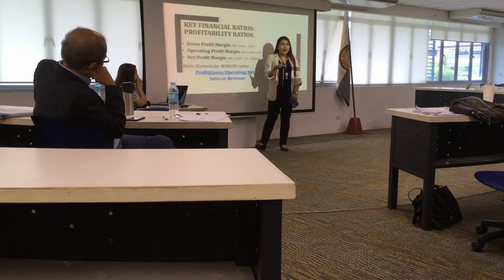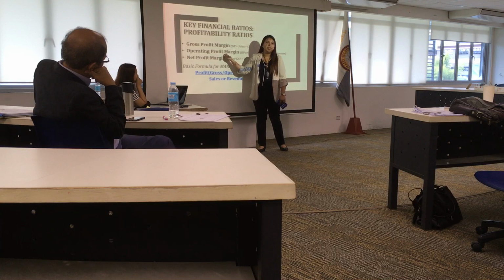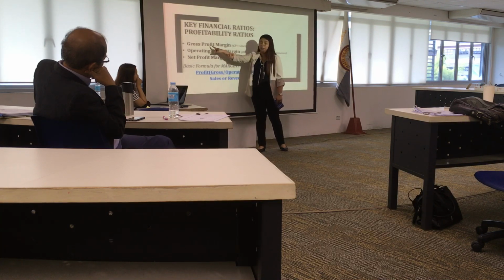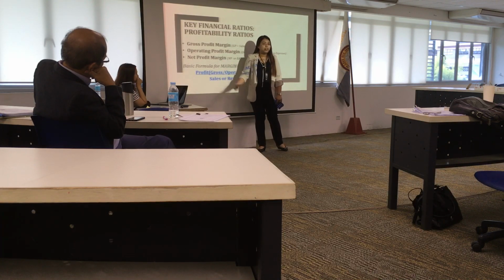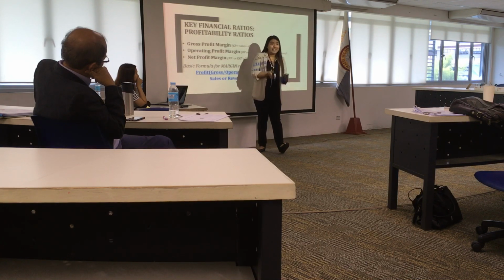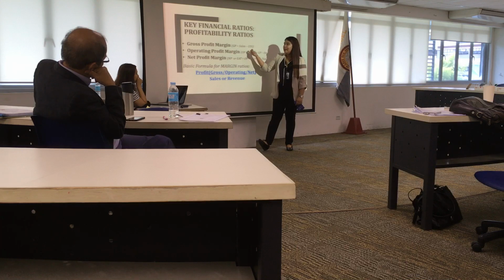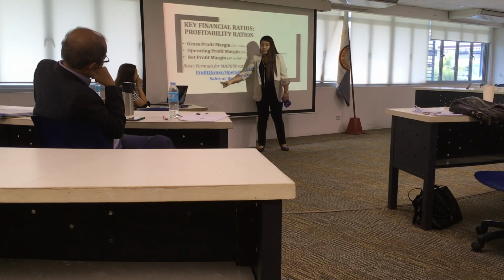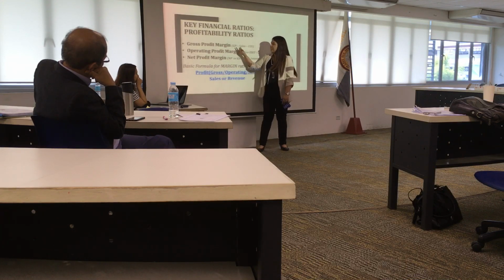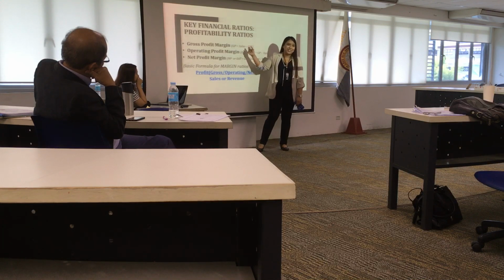As you can see, the common denominator is profit margin. So the difference lies only in the term. For the first one, it's the gross profit margin. Therefore, it is the relationship of the gross profit over the sales. So the formula would be simply gross profit over sales. Again, gross profit is the difference of sales minus cost of sales.